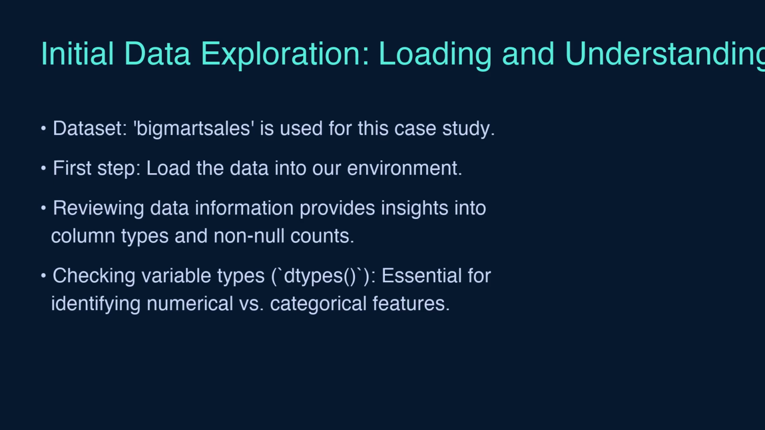Furthermore, explicitly checking the data type of each column using a function like df.dtypes is vital. This helps us distinguish between numerical features, which are ready for mathematical operations, and categorical features, which will require special handling before they can be used in most machine learning algorithms. This initial understanding forms the basis for all subsequent preprocessing steps.